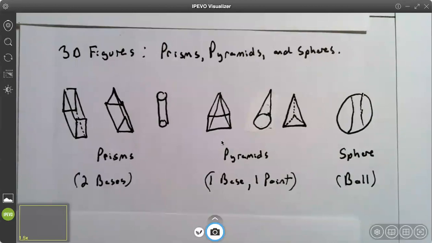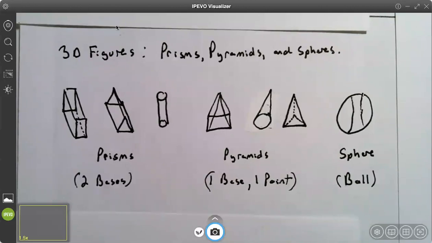A pyramid has one base and a point. This is a rectangular pyramid. It has a rectangular base and a point. This is a circular pyramid. It has a circular base and a point, also known as a cone. And this is a triangular pyramid. It has a triangular base and a point. And the other kind of three-dimensional figure we will study is a sphere. A sphere is just a ball.